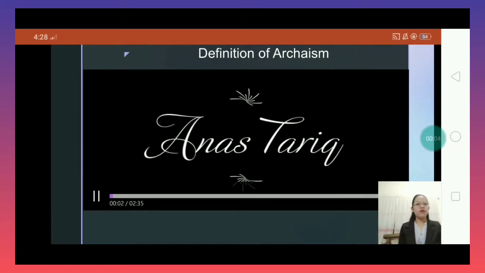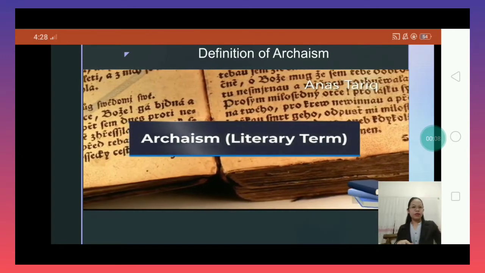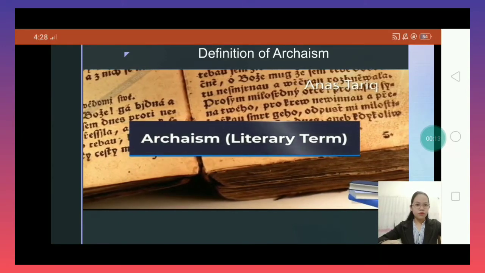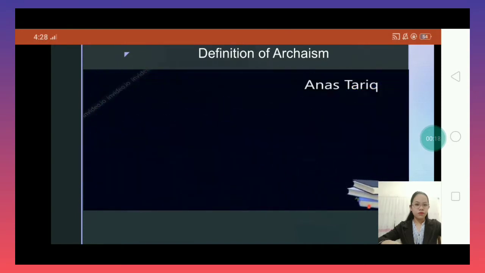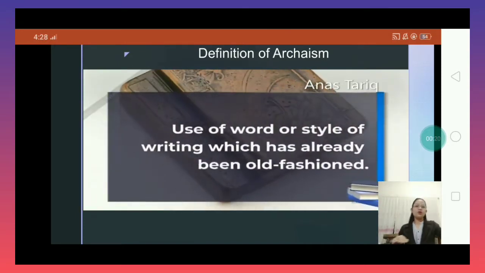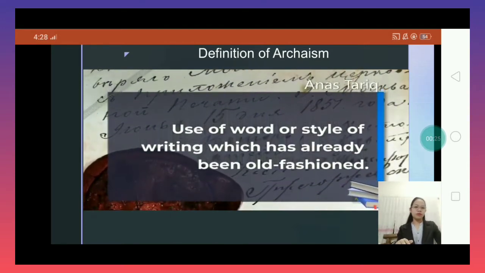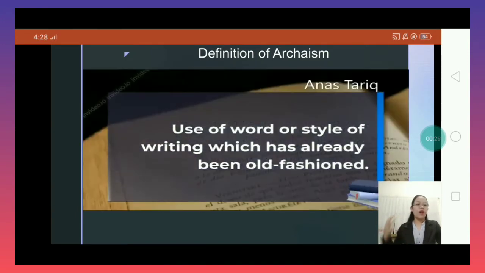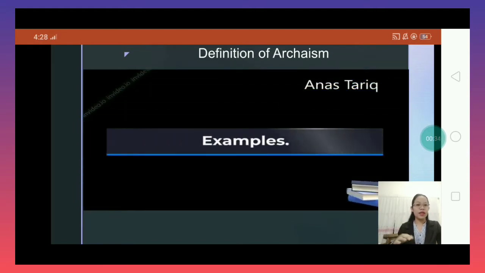Okay, so this is what I was talking about earlier. Archaism, a literary term. It is the use of words or a style of writing which is already old-fashioned. As I said earlier, these are features of old-fashioned words in English that we don't usually know as of today because they are very old.